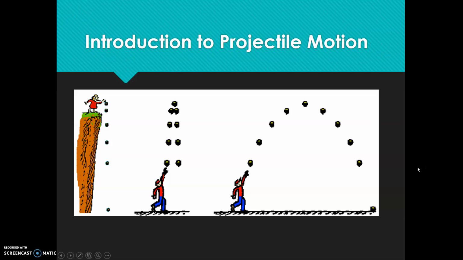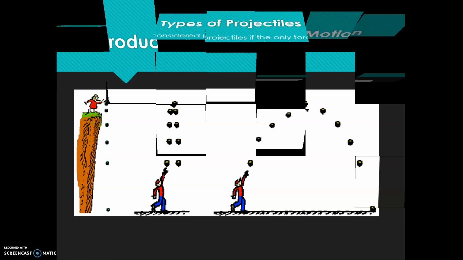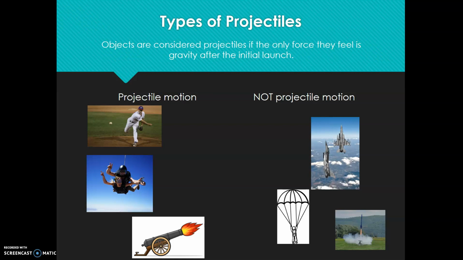Today we're going to be talking about Introduction to Projectile Motion. So first off, we have to talk about what a projectile is. A projectile is anything that is only under the influence of gravity. That's the only force it feels after it's been launched. For example, a baseball being thrown, jumping out of an airplane, or shooting a cannon.